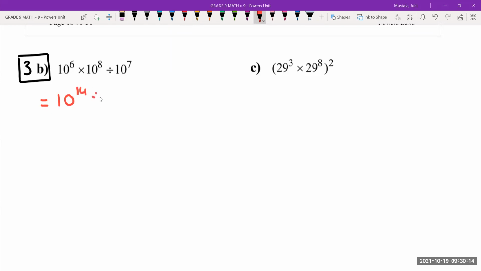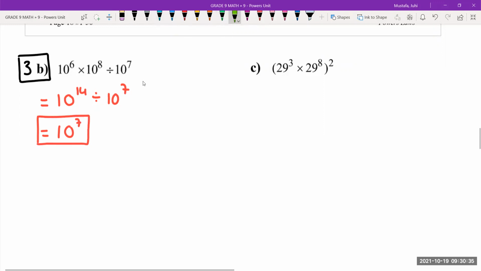6 plus 8 is 14. And then I'm going to write 10 to the power of 7. So really, these questions just end up being big BEDMAS questions. And then Dante, you want to keep going? Same base division sign. You're going to subtract the exponents. 10 to the power of 7 would be our final answer. Good job.